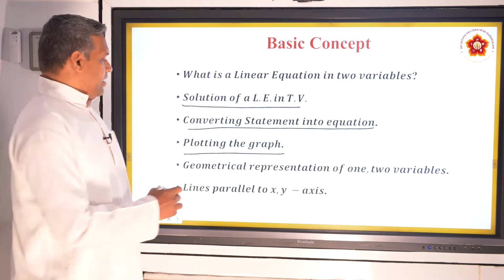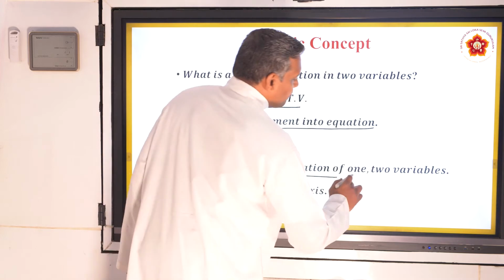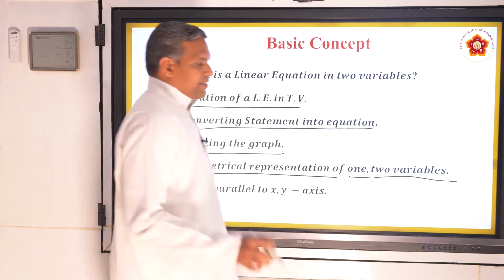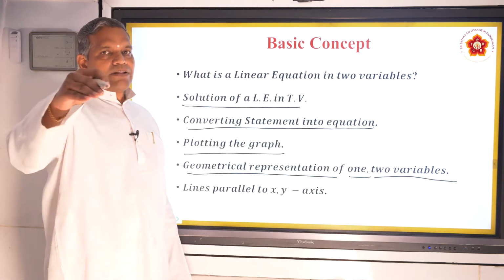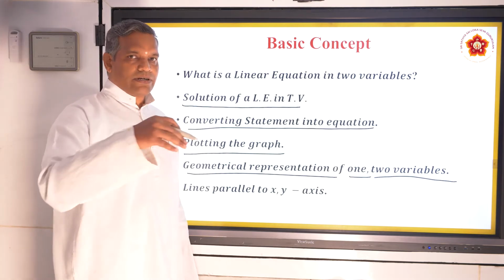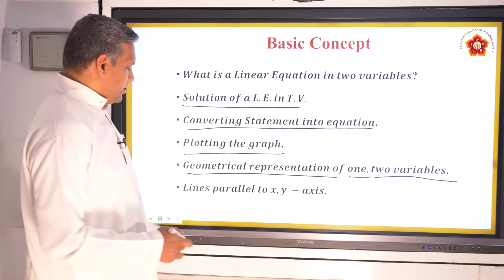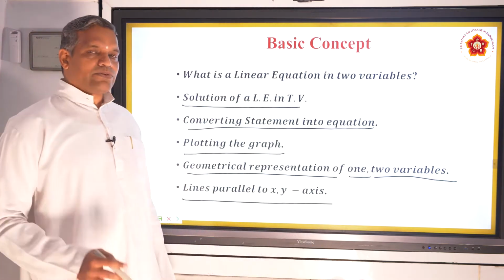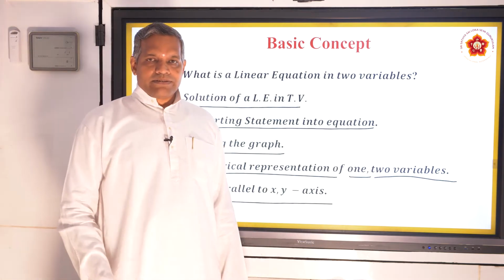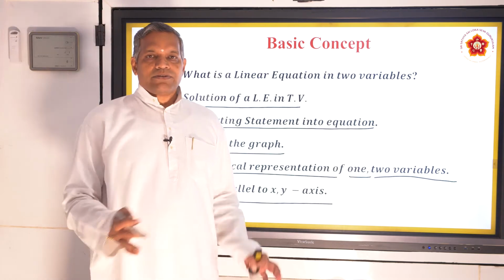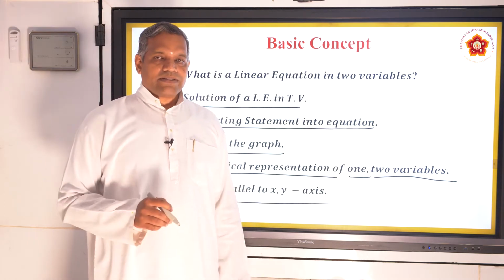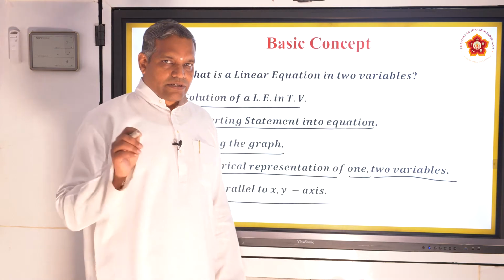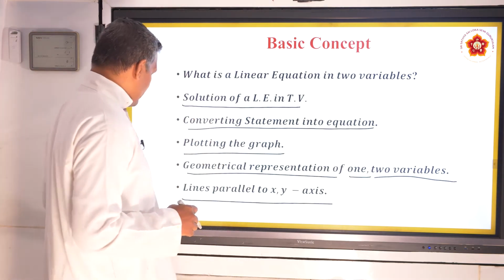Then you have the geometrical representation of one and two variables. If one variable is given, how do you represent it on a number line? Two variables, how do you represent them on a graph? And then a line parallel to the x-axis and a line parallel to the y-axis. That means you get a line which is parallel to x and a line parallel to y. So what are these conditions? That's what your 9th syllabus deals with. So these are the things that you're going to look at in this video.